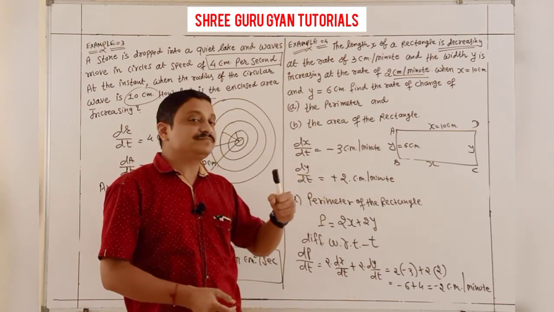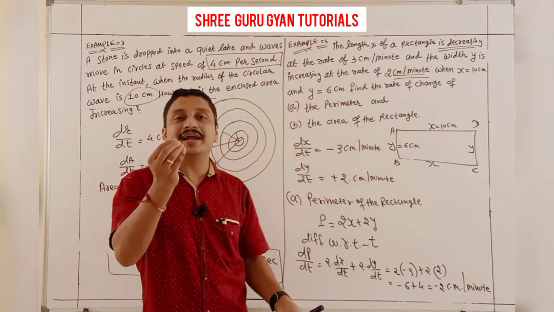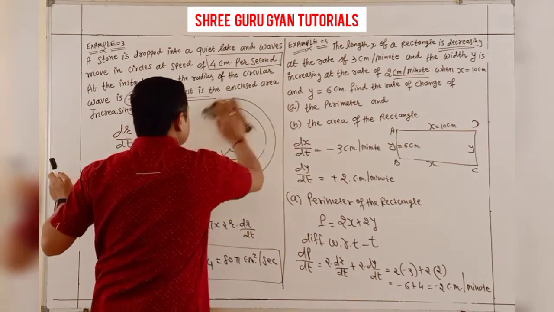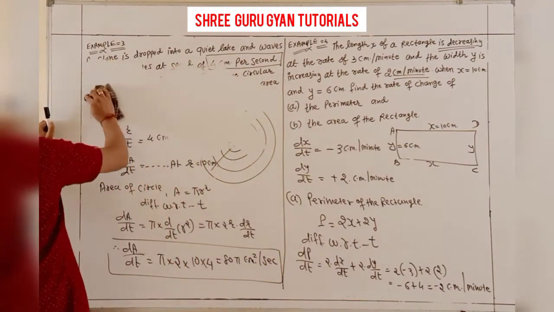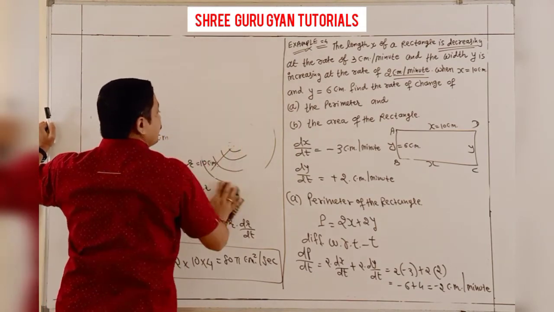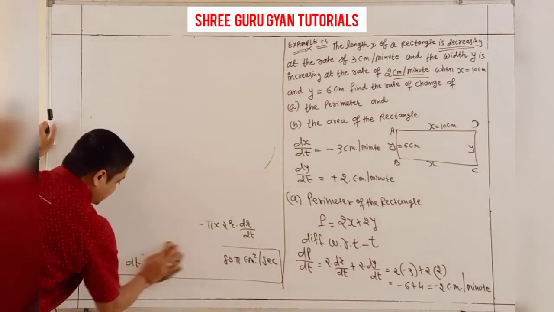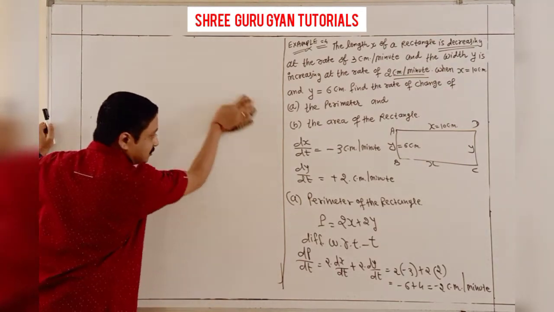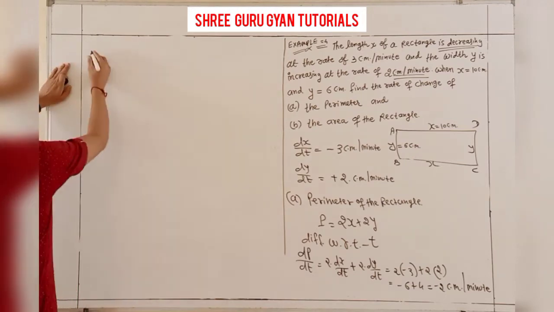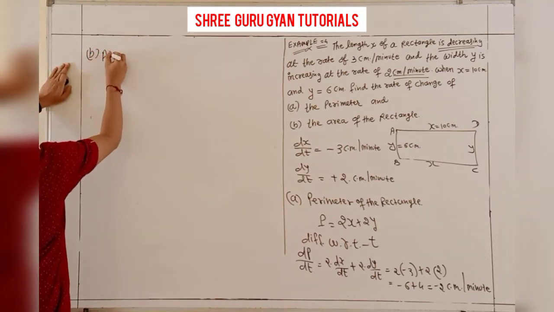Now let's start the second part, rectangle area. Yes. Now the area is changing. Given that, very easy. You just think about the area of a rectangle. Definitely known: length into breadth. So area, second point, area of rectangle.